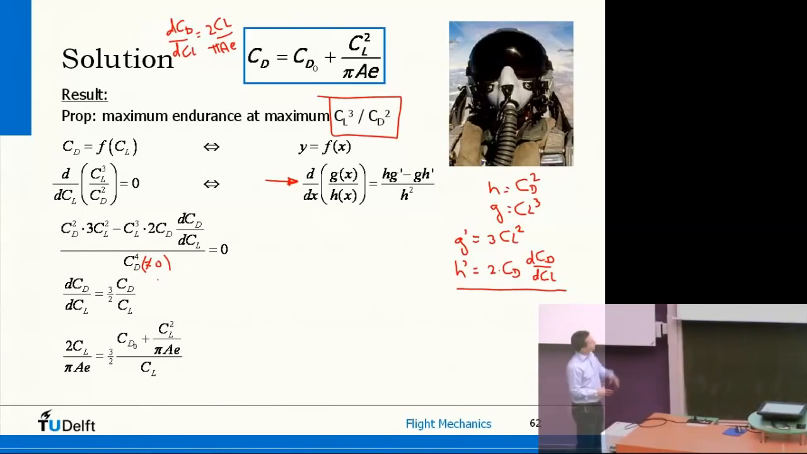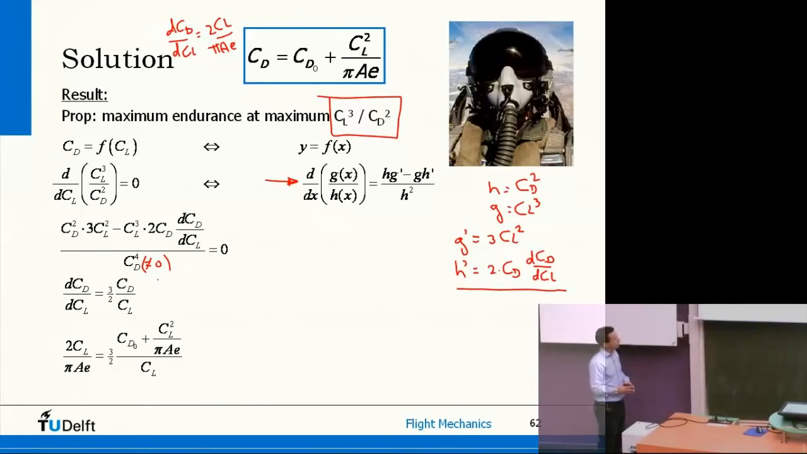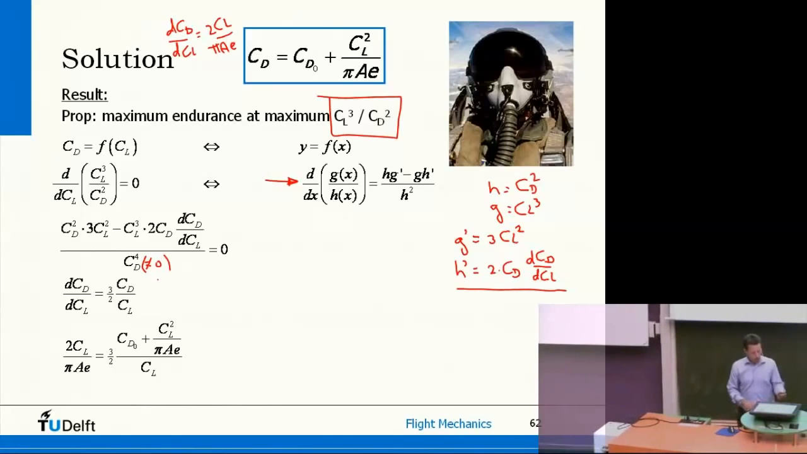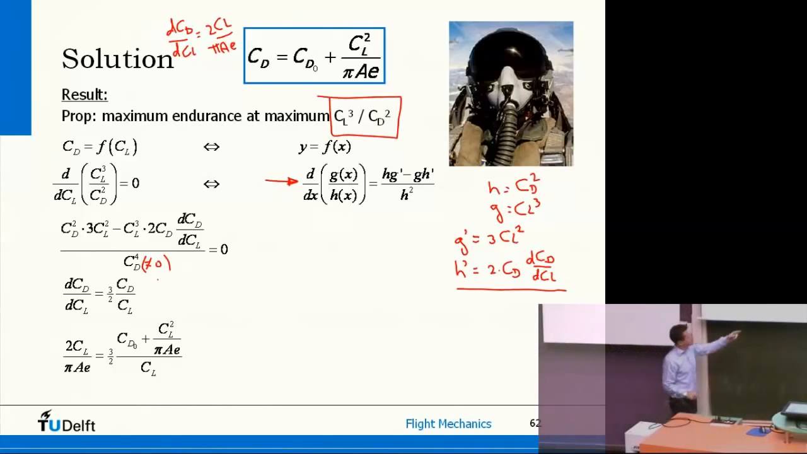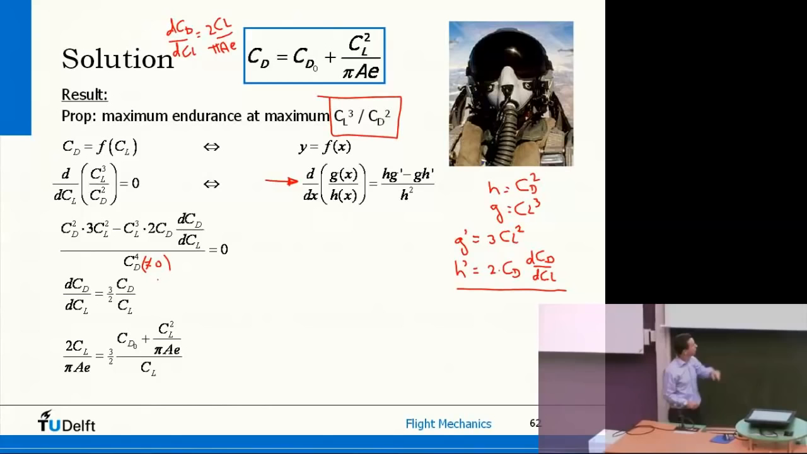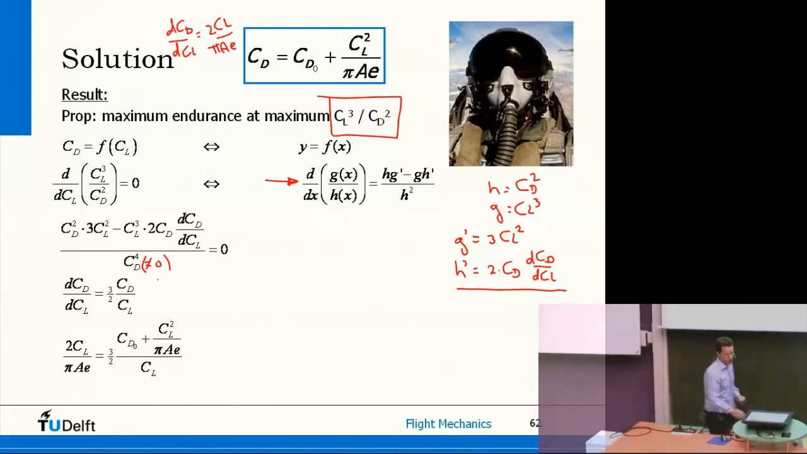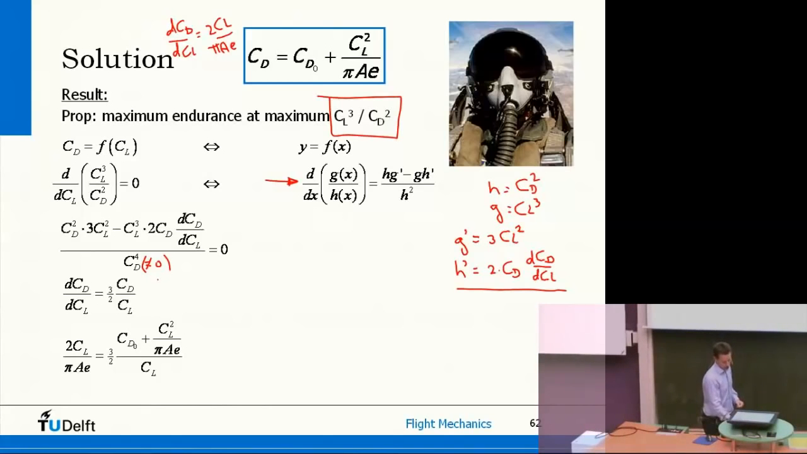So this time you get the factor of 3 over 2. But it should be familiar by now. All you end up with is again an equation for CL, which is 3CD0 by AE. Now that is constant, because all the parameters in the equation are constant. This is all given for a given aircraft. And if you know CL, you can calculate airspeed.